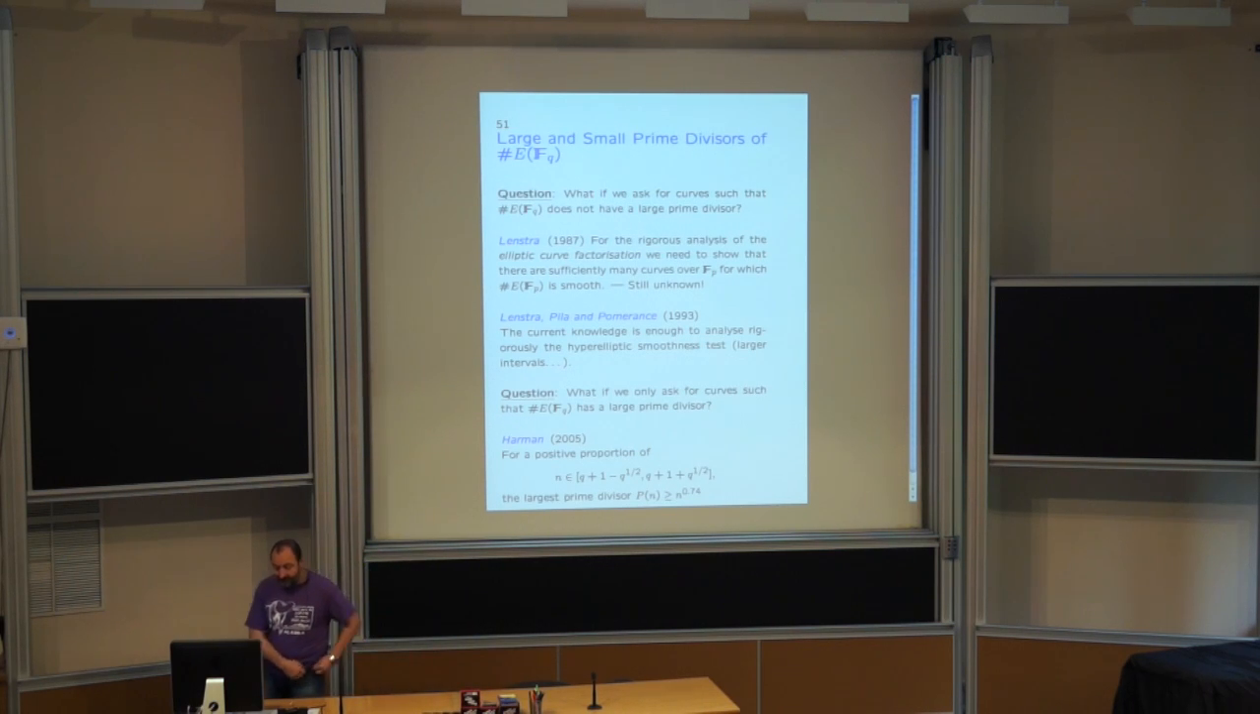For example, there is a result of Green-Harman, which says that the intervals of the length about square root of q contain a positive proportion of integers with a large prime divisor. So it gives you a chance.